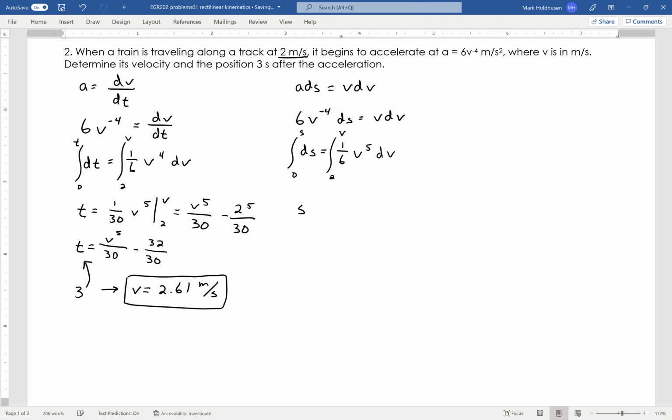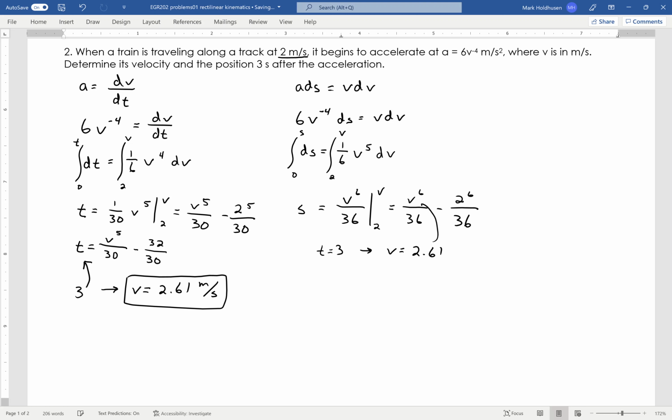So again, the left side just very simply becomes s. My right side now becomes v to the sixth over 36, again evaluated from 2 up to v. So plugging in v, I get v to the sixth over 36, and plugging in 2, I get 2 to the sixth over 36. Okay, so here's the thing. Now I have an equation for my position, and I want to find this position at 3 seconds. Well, I don't have 3 seconds. However, when t equals 3 seconds, I know the velocity equals 2.61.